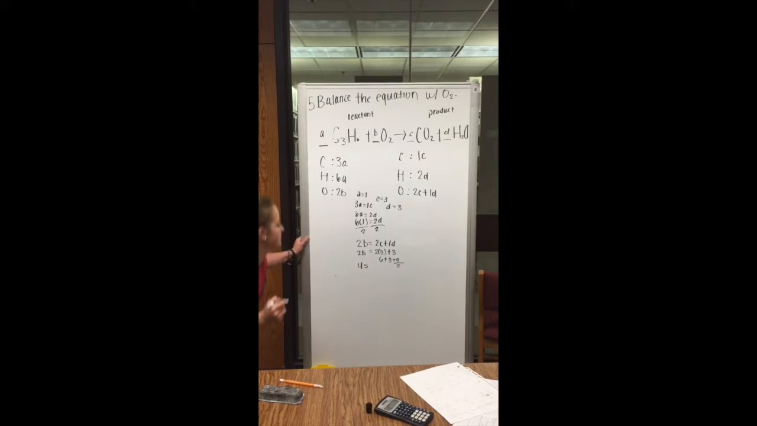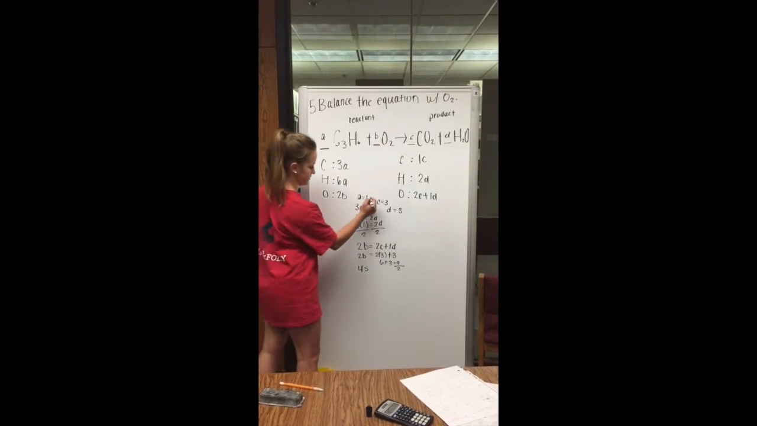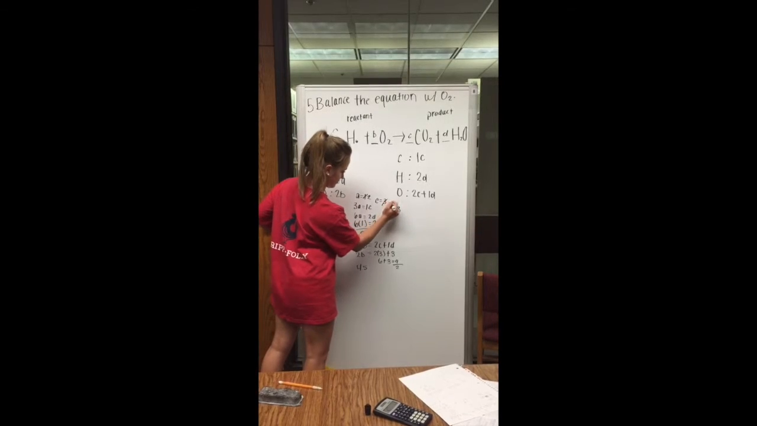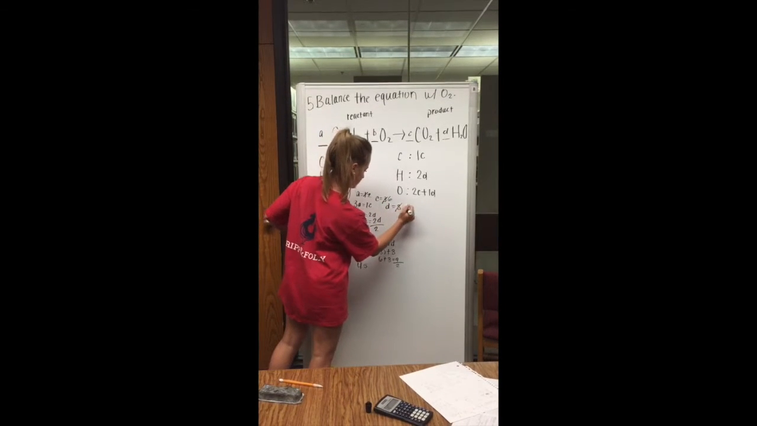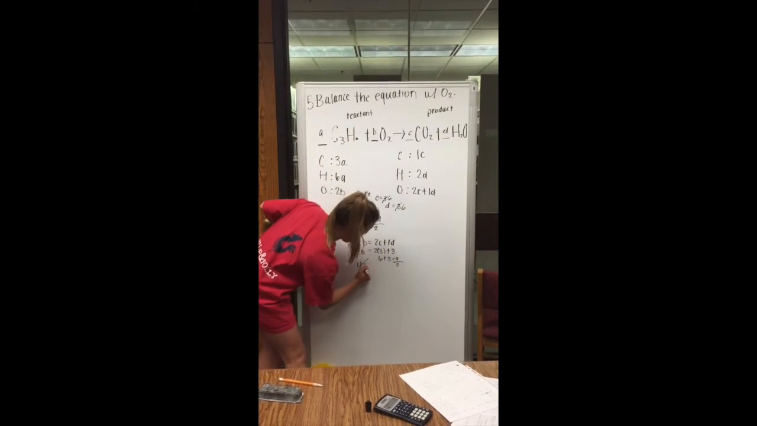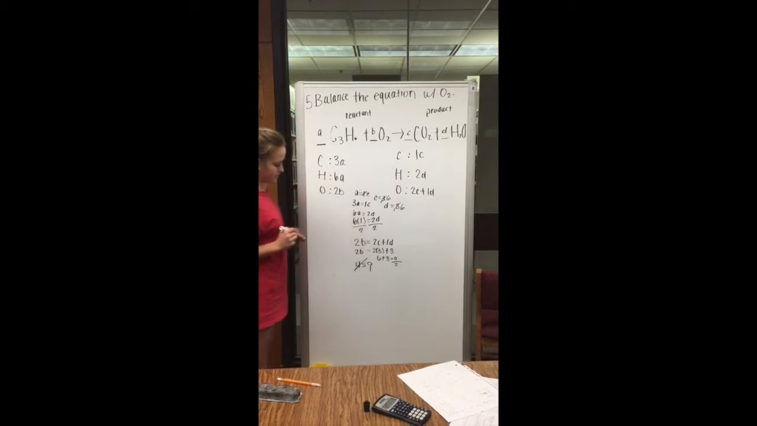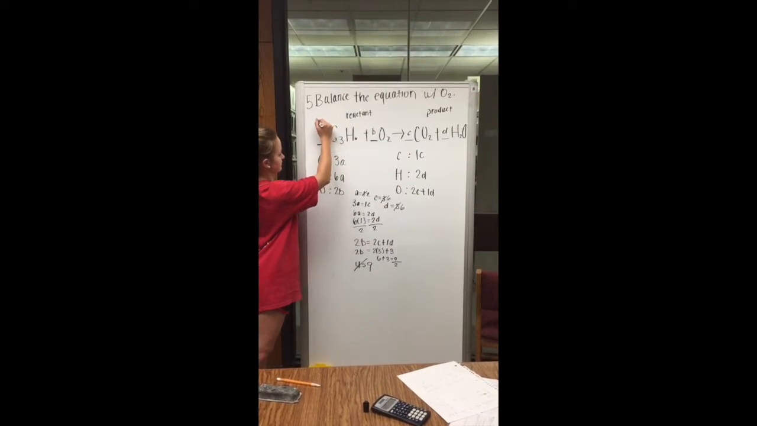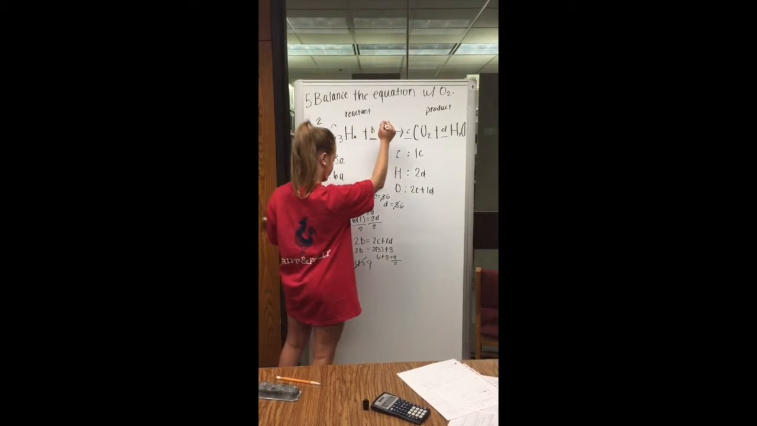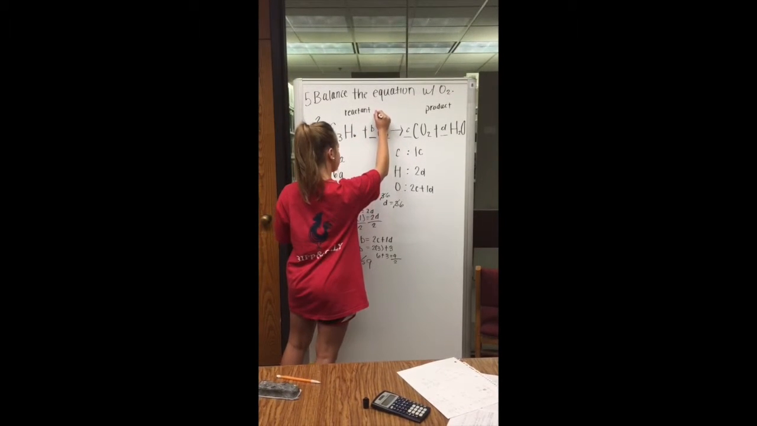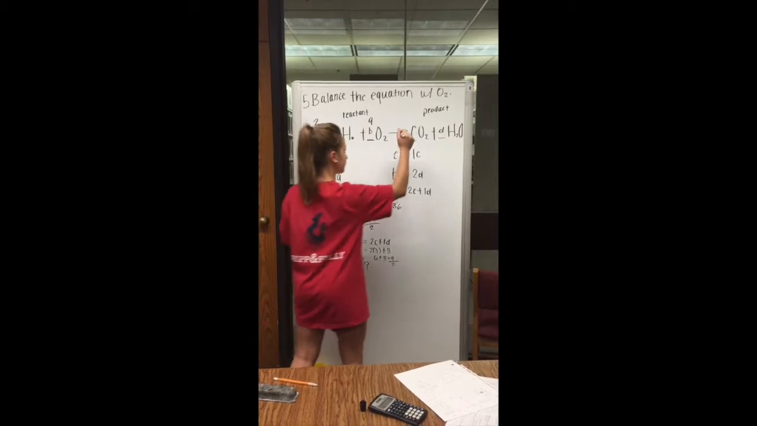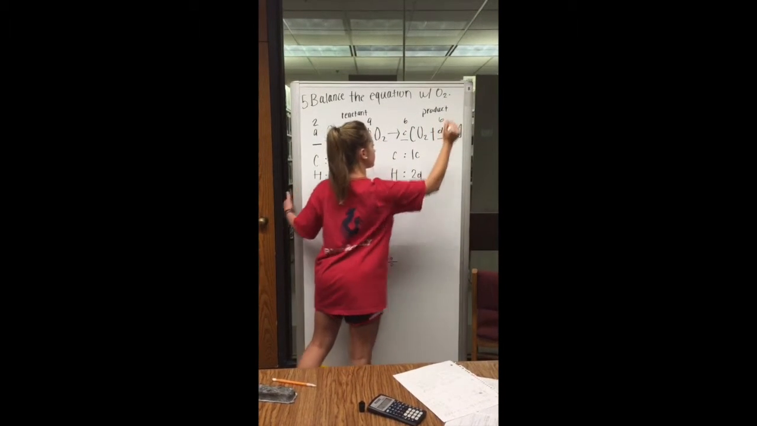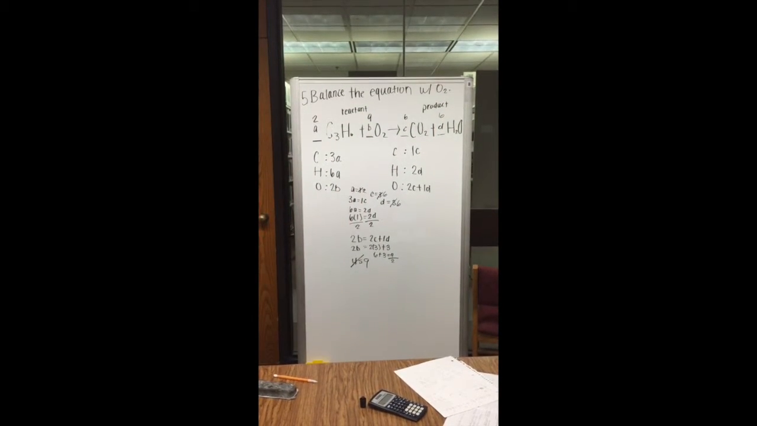So now I have to multiply all the numbers by 2 to get even numbers, and that's your balanced equation.